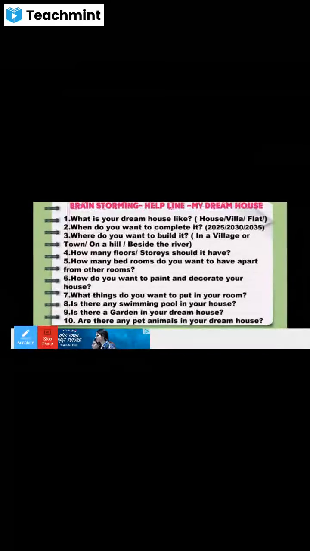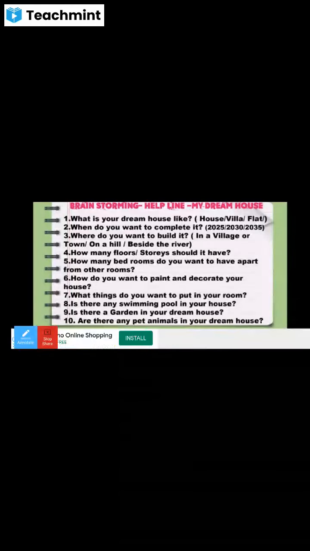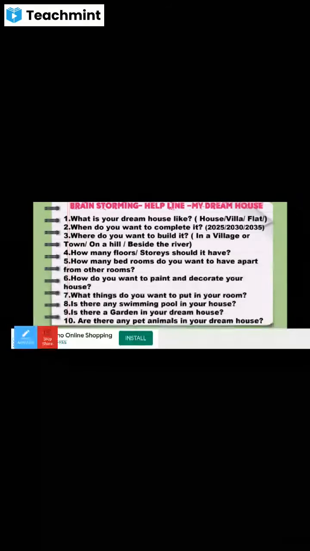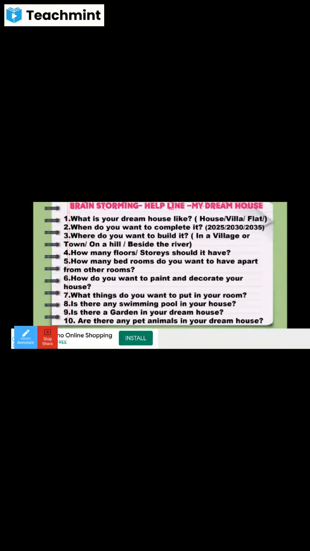So what's your dream house like? Is it a house, a villa, a flat? What type of house is it? And when do you want to complete it? When you are bigger, at what time do you want to complete your dream house: in 2025, in 2030, in 2035? In which year do you want to complete your dream house?